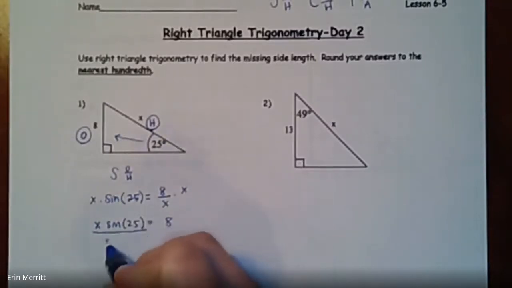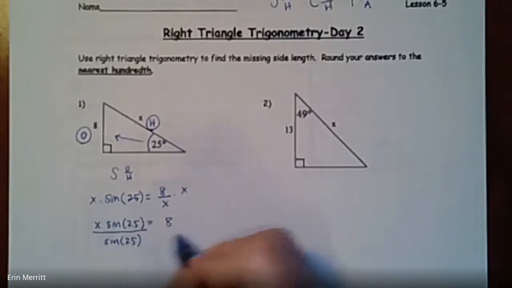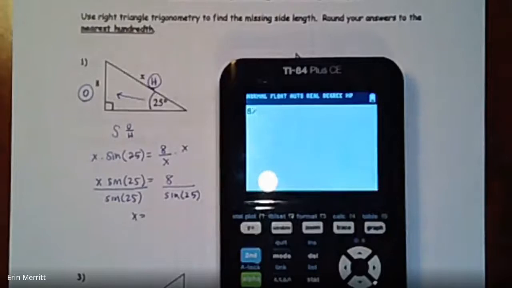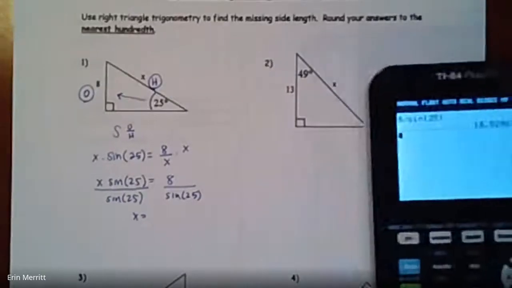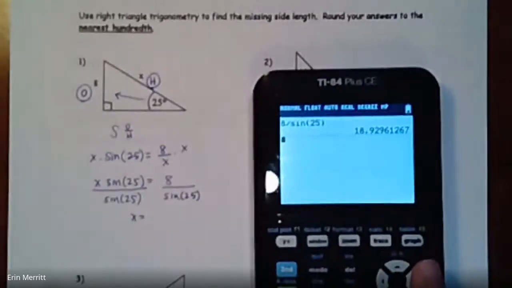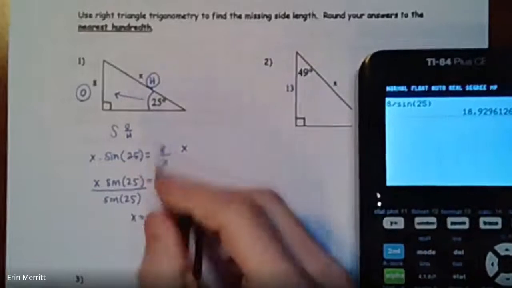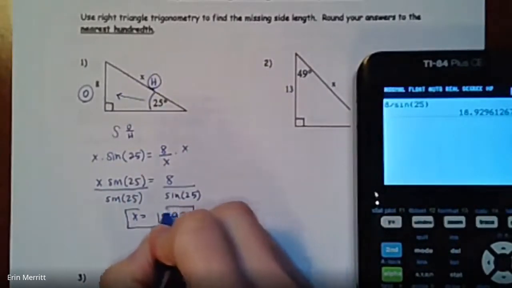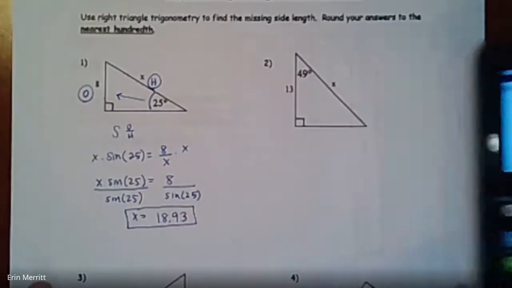So then you have to go one step further. I would wait to plug into the calculator until I get the x all by itself, because you don't want to round mid-problem. So now I would go in and say, okay, let's do 8 divided by sine of 25, and then get my answer from there. So 18.9, nearest hundredth, so 18.93. Let's try the next one.